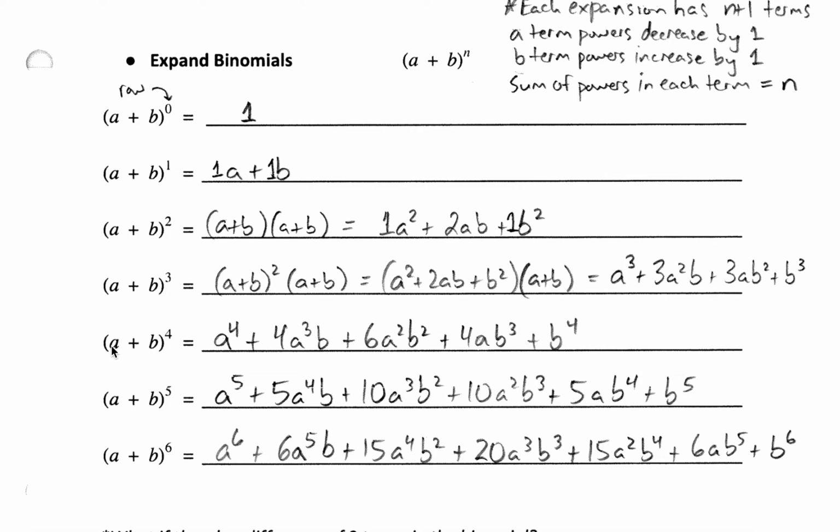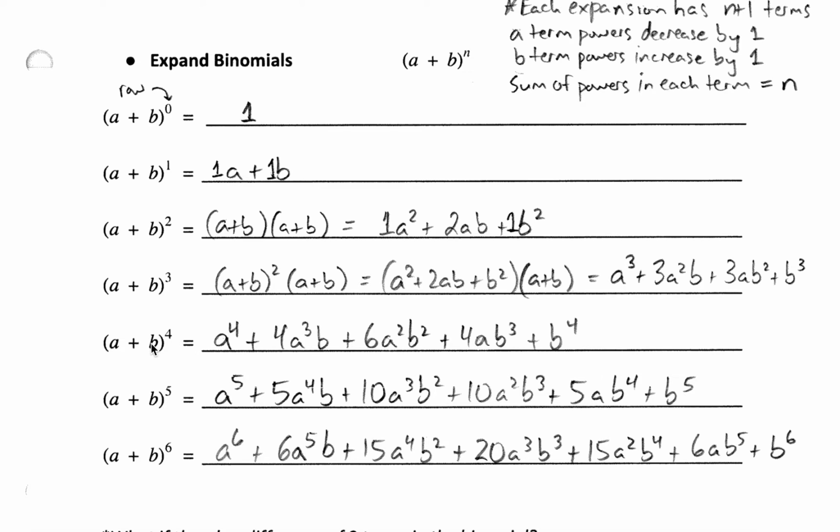I know that my first term, or my a term, is going to be raised to the exponent, so 1a to the fourth, and then I'm going to have a to the third in the next term, a squared in the next term, a to the first power in the second to last term there, and a to the 0, or just don't include the a in that last term.